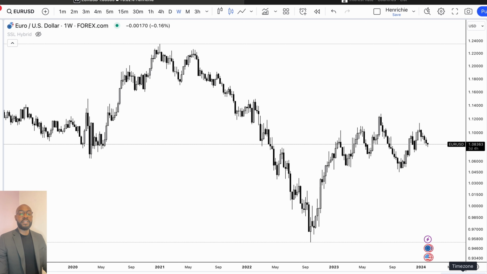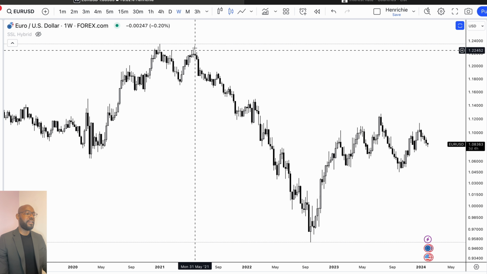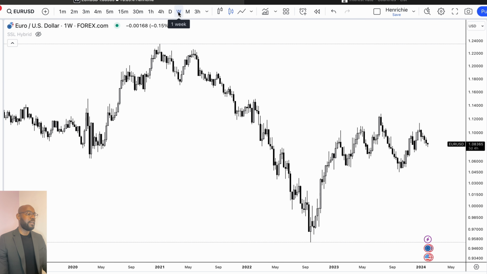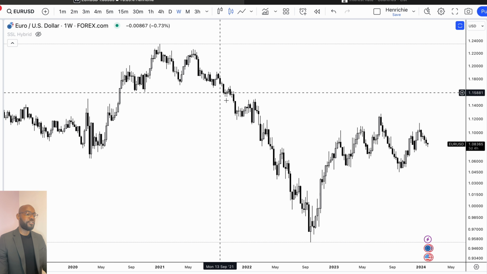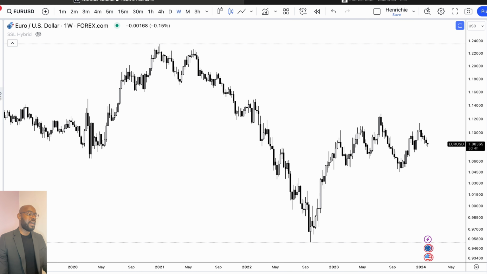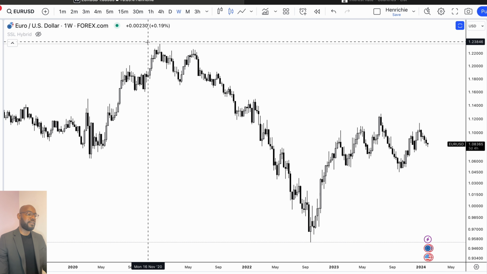In this video, I'm going to be explaining market structure on the bigger time frame. So as you can see right here, we're on the weekly time frame. And right here, you can see that the market is trending to the downside. Now, how do I know that the market is trending to the downside?